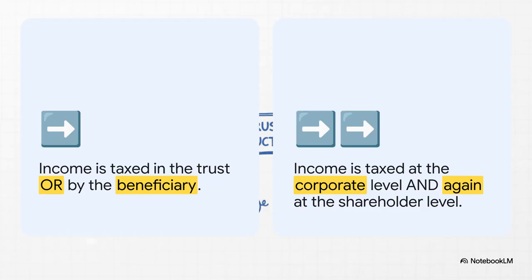This slide really lays it all out. Look at the right side, the corporation. When a company makes a profit, it pays corporate income tax. Then, when it pays out what's left to its shareholders as dividends, those shareholders get taxed on that income again on their personal returns. That's double taxation. But look at the trust. It completely avoids that second layer of tax. The income is only taxed once.